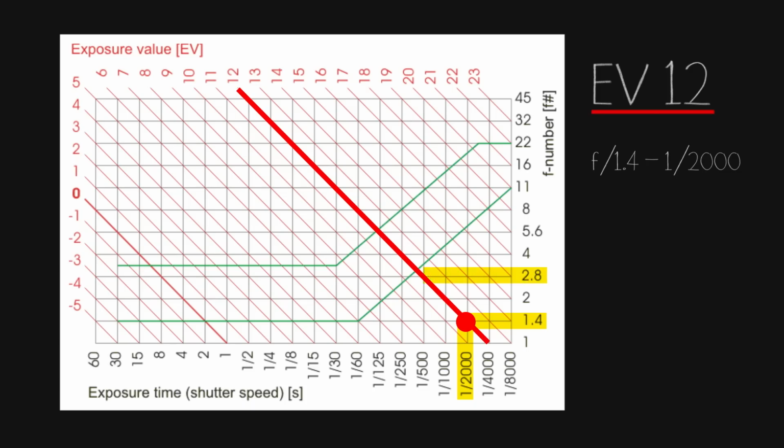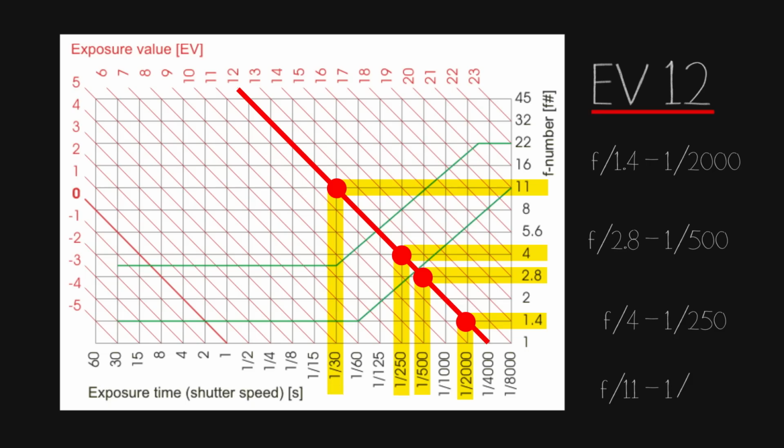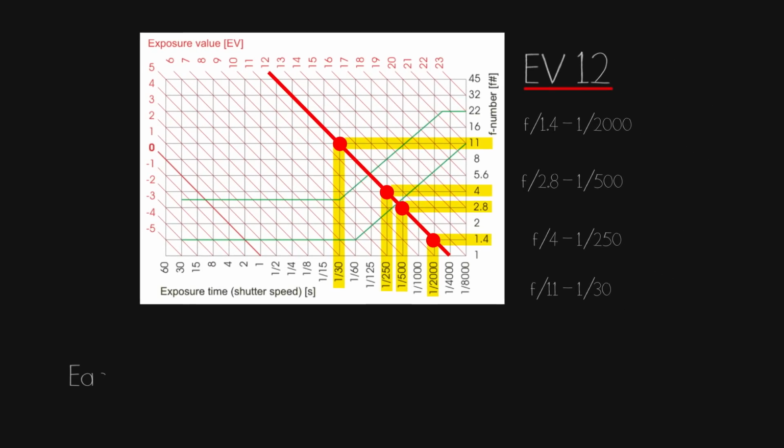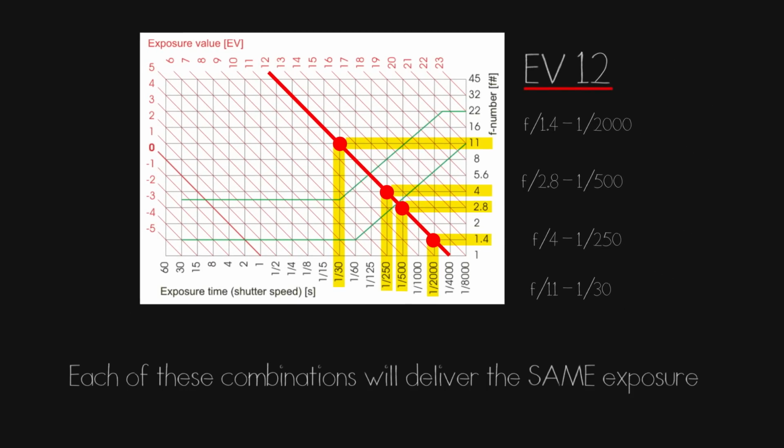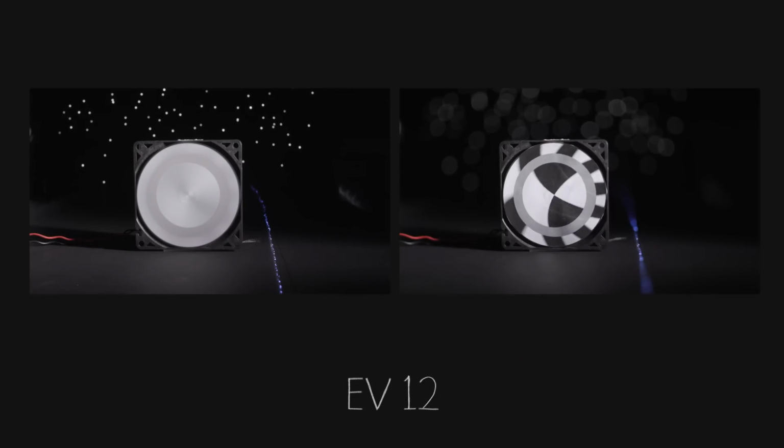Shooting at f2.8, we would need a 1/500th of a second. Shooting at f4, we would need 1/250th of a second. And going all the way to f11, we would need a 1/30th of a second exposure. Regardless of what combination of shutter speed and aperture we use, so long as we are at EV 12, the exposure is identical. And here's the real-world proof with this lighting model demonstration.